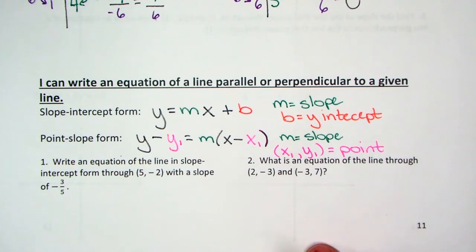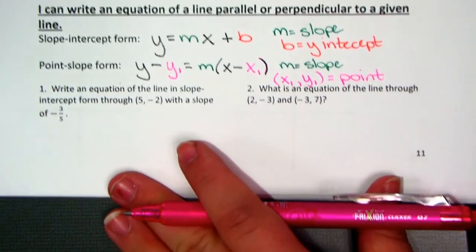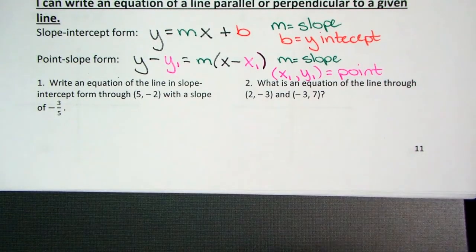So let's actually put these into use. I've got a couple of practice problems that have nothing to do with parallel and perpendicular. They're just everything to do with can you write an equation given some characteristics or some key points. So first we've been asked to write an equation of the line in slope-intercept form that goes through (5, -2) and has a slope of -3/5.